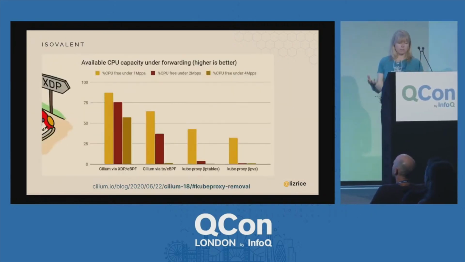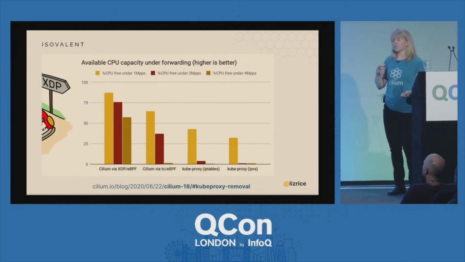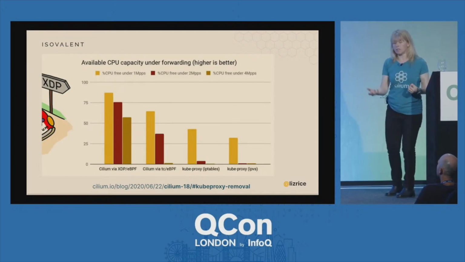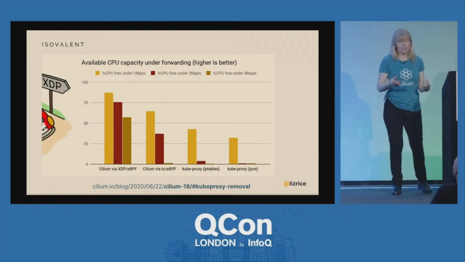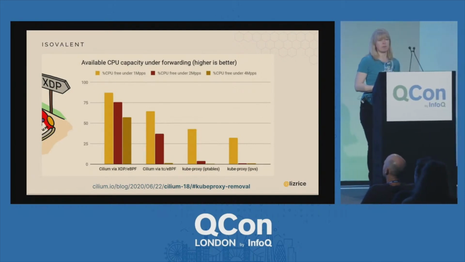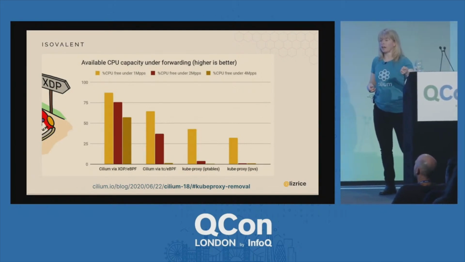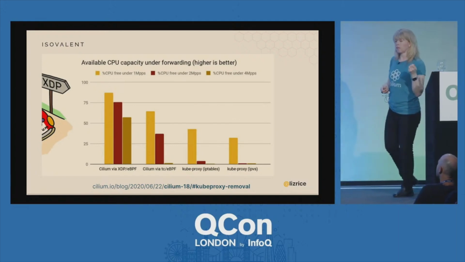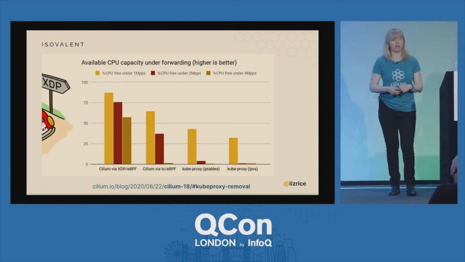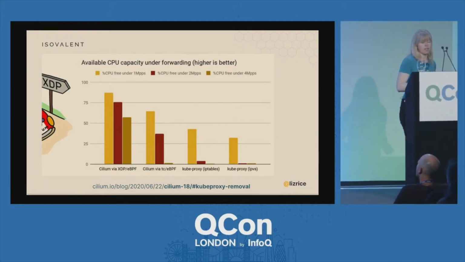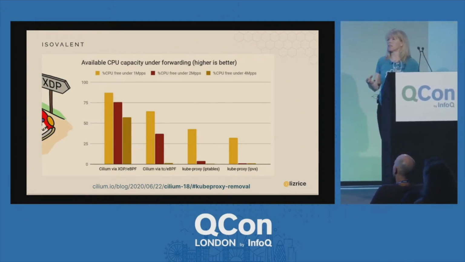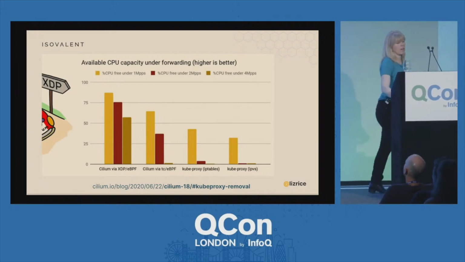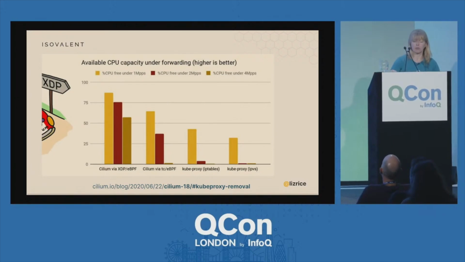Another performance graph here. With Cilium, we have some XDP mode and some TC mode forwarding. You can see that the available CPU capacity is much higher when we're using XDP or TC eBPF than if we're using kube-proxy. And in fact, if you're running Kubernetes, you can use Cilium to replace kube-proxy altogether and get much higher throughput or free up some CPU.